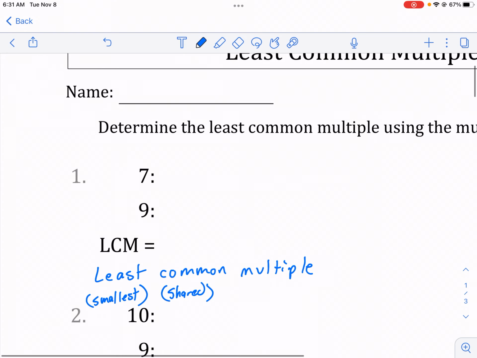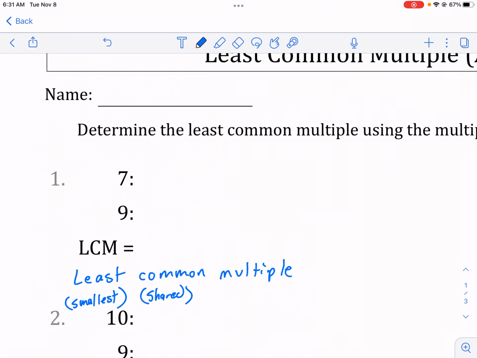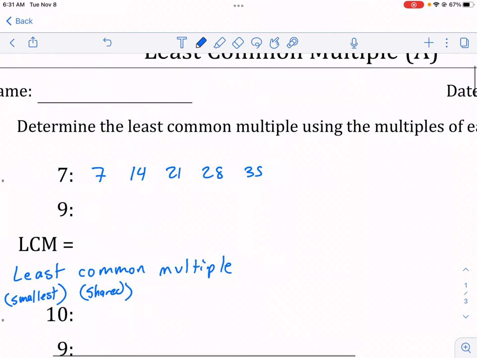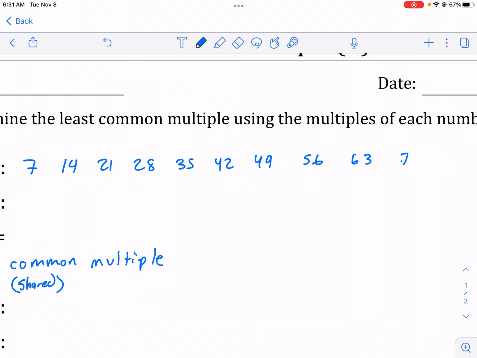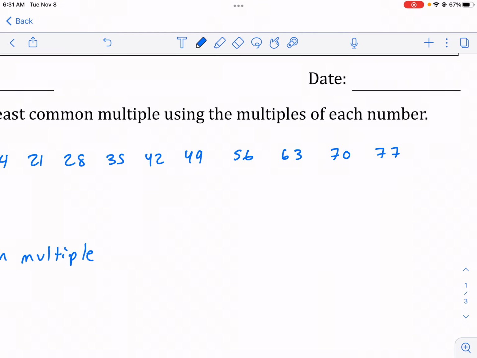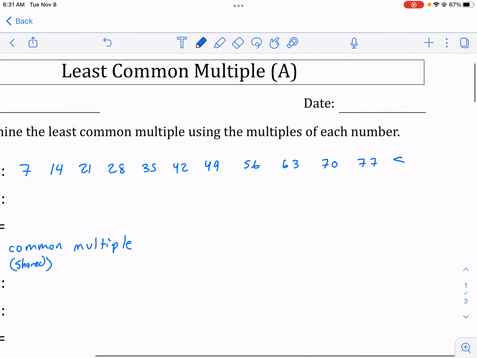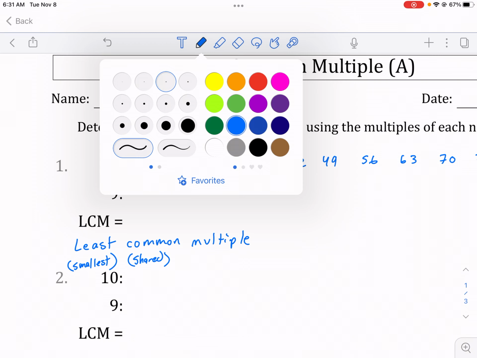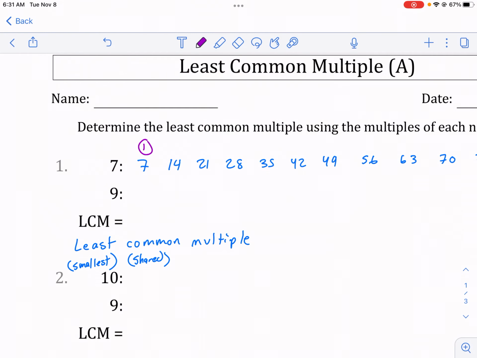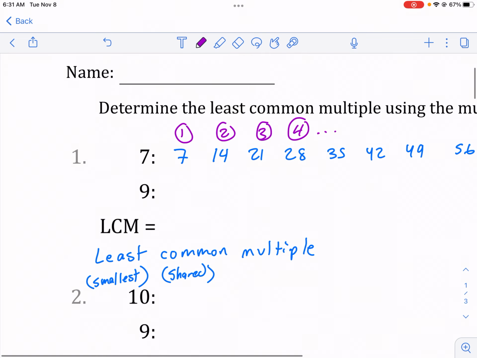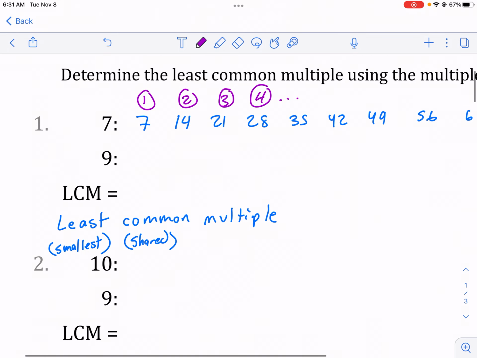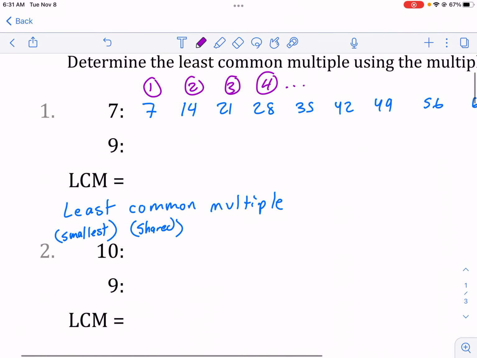So the first thing I'm going to do, for example, with number 1, is take 7 and skip count as many times as I can. I'm going to start with 7, and then go 14, 21, 28, 35, 42, 49, 56, 63, 70, 77, and so on. And I can keep going. Let's go to 84. What you'll notice here is they're called multiples because it's the same thing as 7 times 1, 7 times 2, 7 times 3, 7 times 4, and so on. So those are the multiples: 7 times those different numbers all the way through, and you can keep going infinitely.